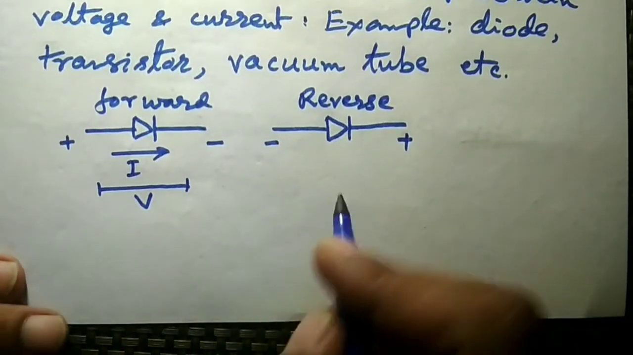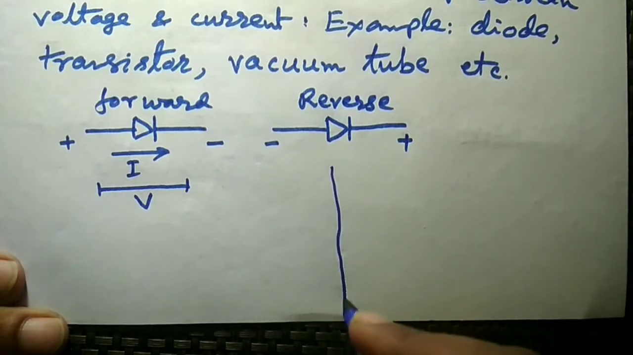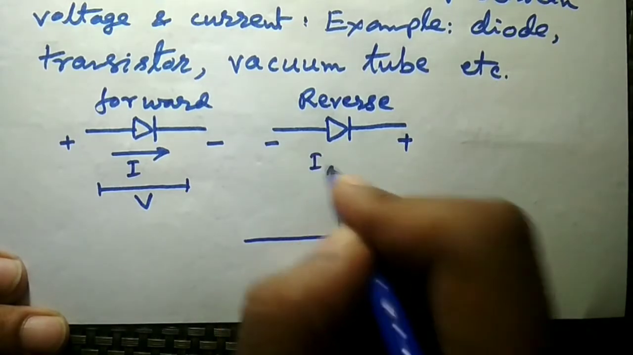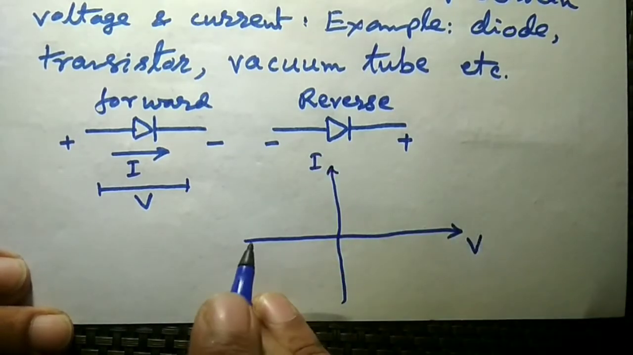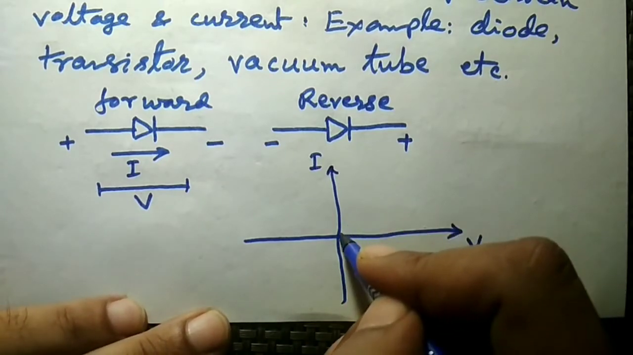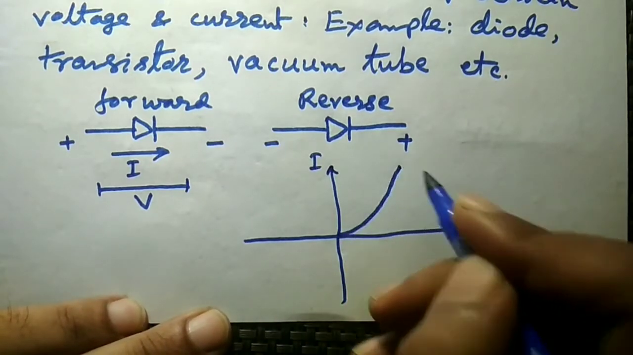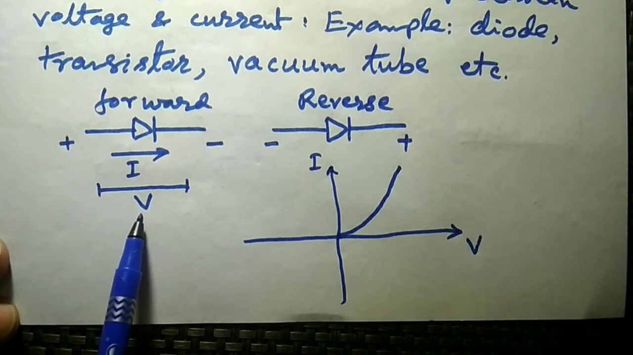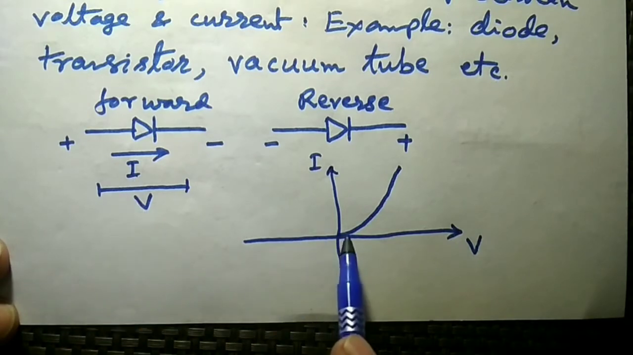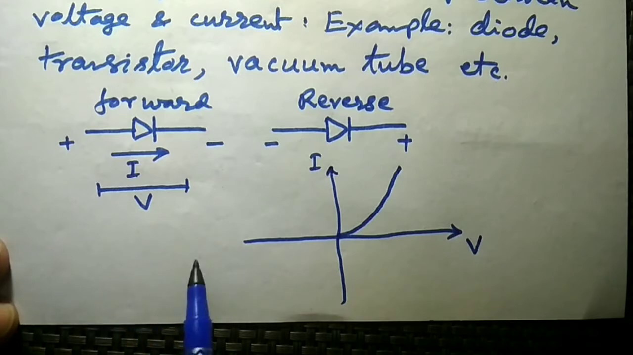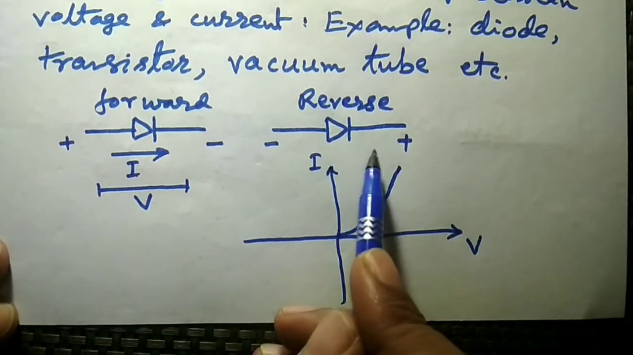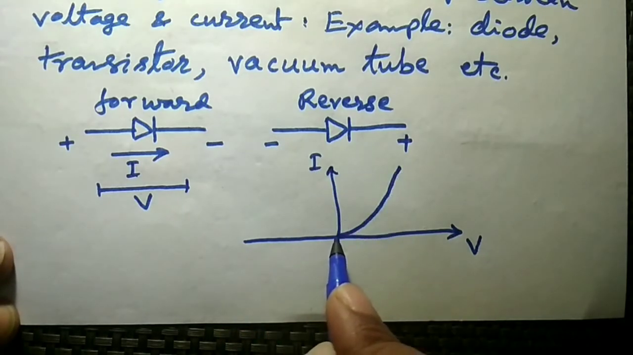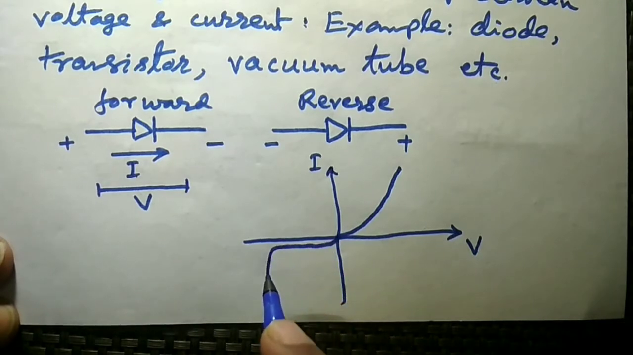So if we want to draw the characteristics of a diode between voltage and current, then we can see that in case of forward bias, the current will increase exponentially with the increase in voltage. That means if we increase the voltage across the diode gradually, the current will increase exponentially. Whereas if we connect the diode in reverse bias, that means the polarity across the diode is changed, then the current will flow in the opposite direction and it will follow this line.